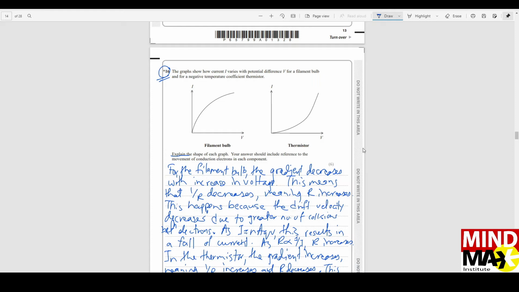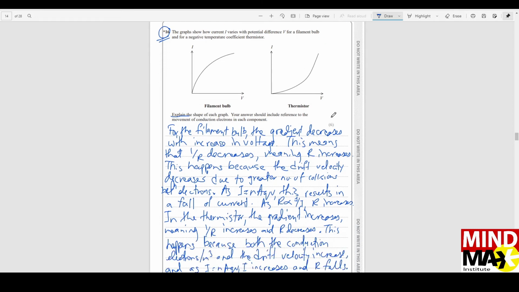If I described, I would have said, as the voltage increases, the current also increases, but the rate of current increase is less. I would have ended there. That would have been description. But if I want to explain, I would have to go into the reason behind why this is going this way. So for the filament bulb, the gradient decreases with increase in voltage, right? The gradient of an I by V graph gives us 1 by R. If 1 by R is decreasing, that means R is increasing.